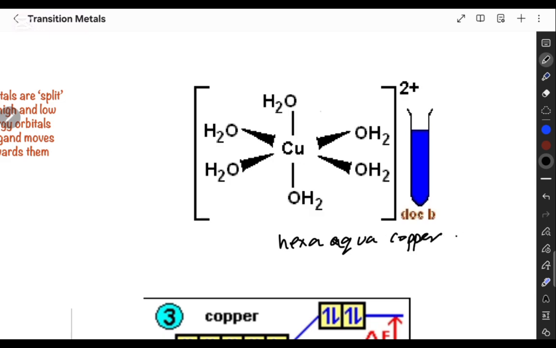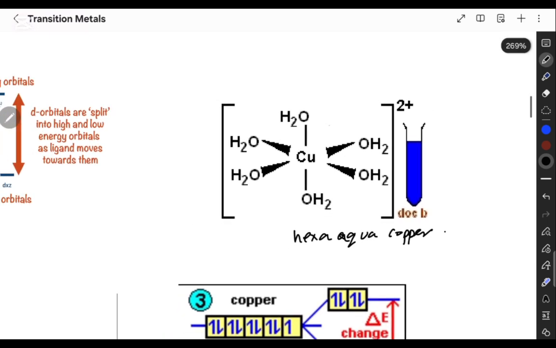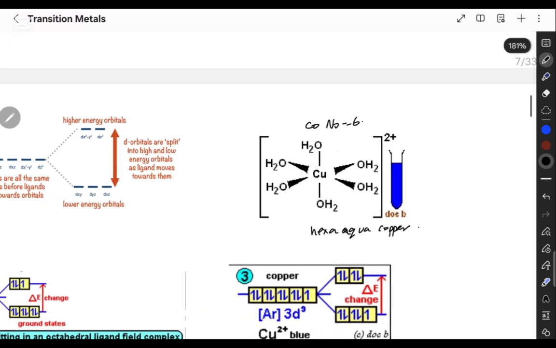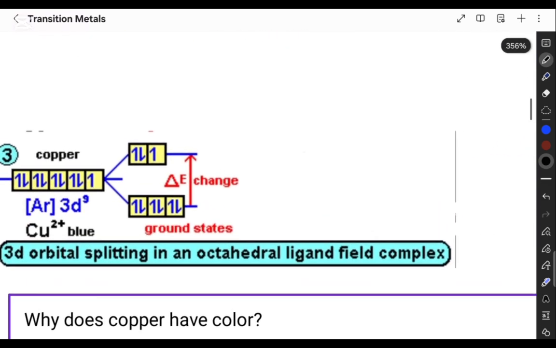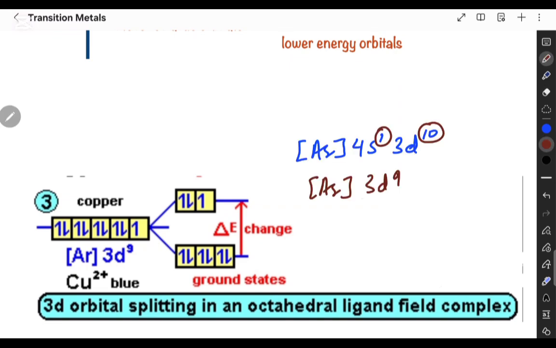So we have the water ligands which have formed dative bonds with copper. So the coordination number here will be 6. And because these ligands have attacked copper, they've caused the d orbital splitting, and copper is 2 plus. So this is for copper, and this is for copper 2 plus.